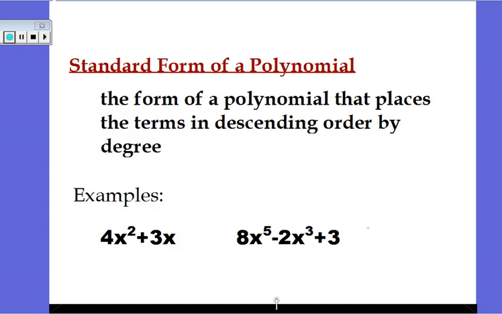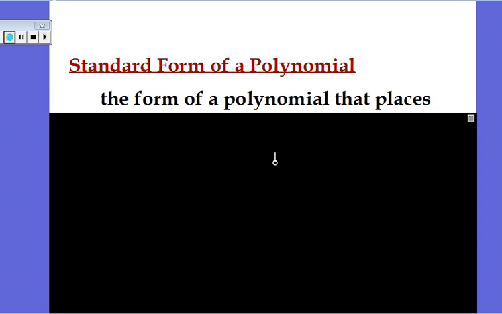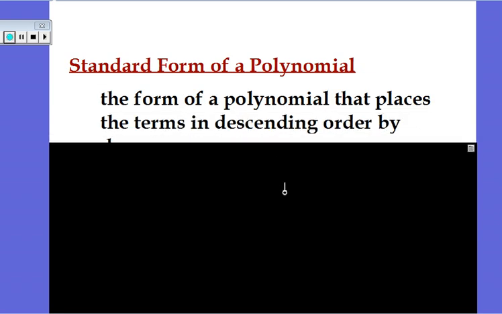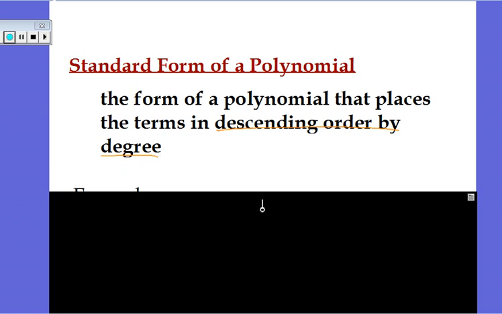Just get those examples. Let's go ahead and take a look at what standard form of a polynomial is. When we're talking about standard form, it's the form of a polynomial that places the terms in descending order by degree. That means we are figuring out the degrees of each of the terms, and then placing them in descending order using the commutative property.